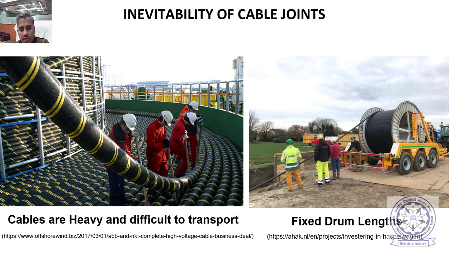Not only these, but also due to failure of the cables, whenever a cable failure or fault occurs, that portion needs to be repaired and then the cable is to be joined using a cable joint. So, this is how the joints are inevitable for power cable transmission.